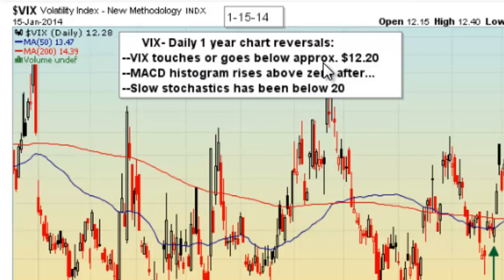So when the VIX touches or goes below approximately 12.20, this is not an exact number, but just right around there, and the MACD histogram rises above 0 after Slow Stochastics has been below 20, that's when we're seeing that a bounce has occurred and it could be a possible entry point for a buy.